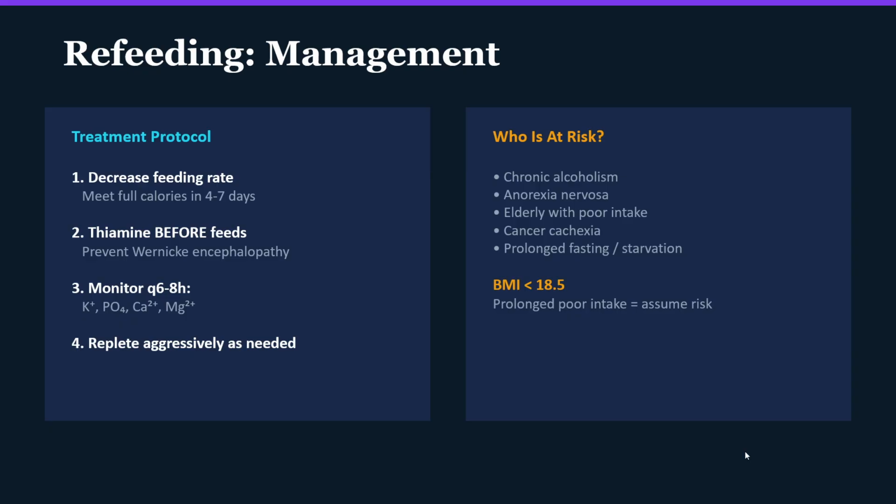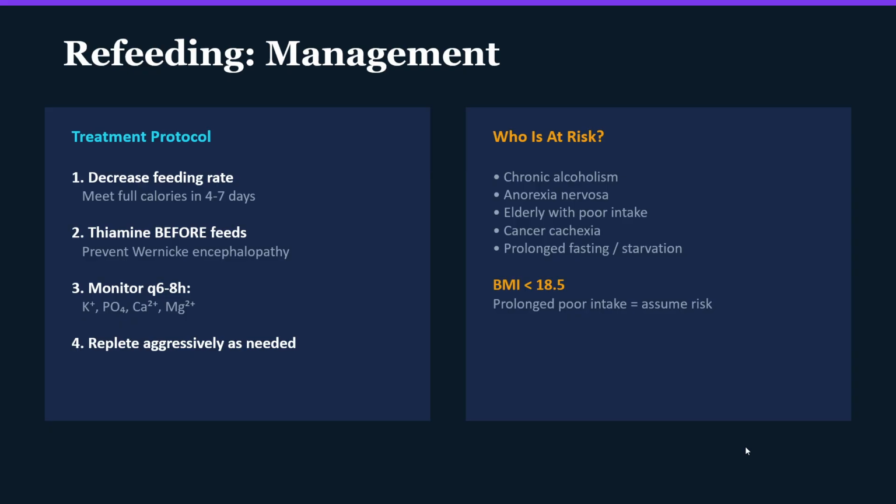And here's an important step that gets missed. Before you even start feeds in a malnourished patient, give thiamine because refeeding can also precipitate Wernicke encephalopathy if thiamine stores are depleted. During feeding, monitor potassium, phosphorus, calcium, and magnesium closely, sometimes every 6 to 8 hours in the first few days. Replete aggressively as needed, but keep the feeding rate gradual.